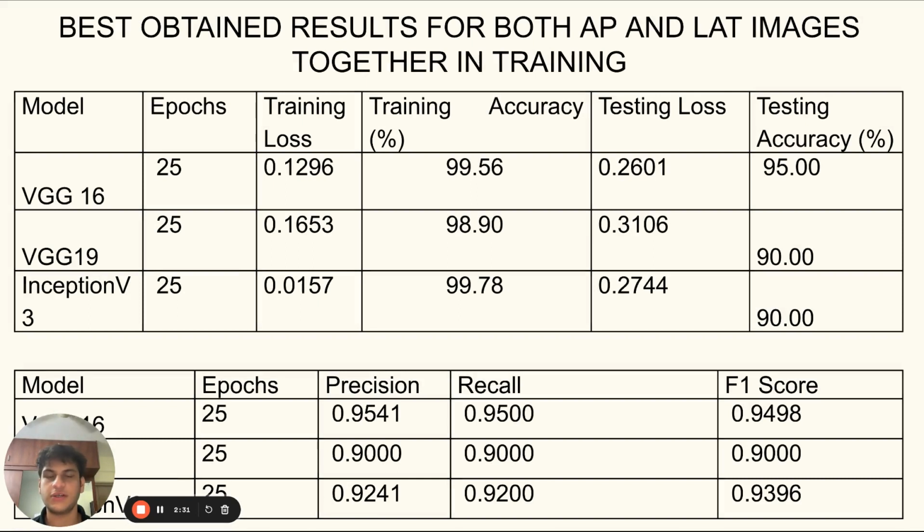After experimentation, here are the best obtained results for both AP and LAT images together in training. We experimented with three different powerful deep learning models: VGG16, VGG19, and Inception V3. All three of these models had been pre-trained on the ImageNet dataset in order to increase their efficiency and accuracy. These models were trained for 25 epochs, after which we got our results. VGG16 performed the best on the testing dataset with a testing loss of 0.2601 and a testing accuracy of 95%.